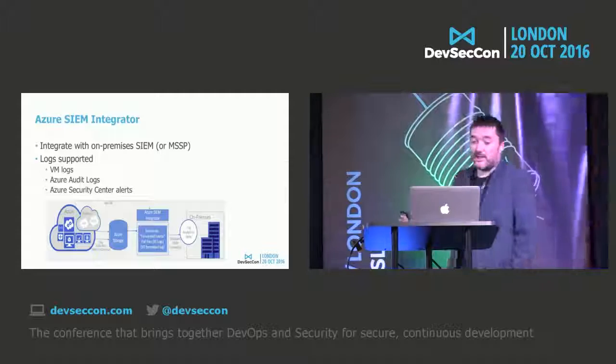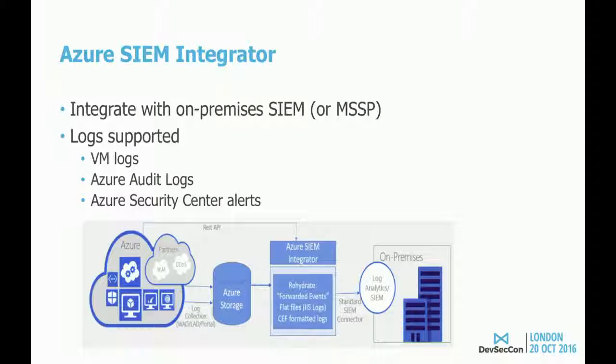For Azure, we have everything we covered so far. So you can use ArcSight, you can use QRadar, you can use Splunk, you can use ELK. All of them work. There's one nice thing that Microsoft released a few weeks or months ago. I think it's still in public preview, which is the SIEM integrator. It's really a piece of software. You can download it and install it on a Windows machine.